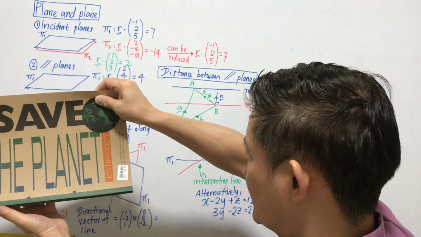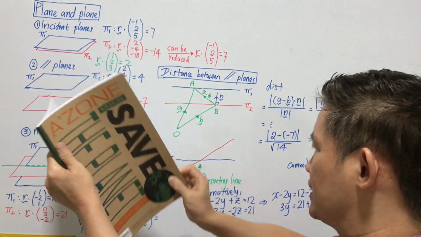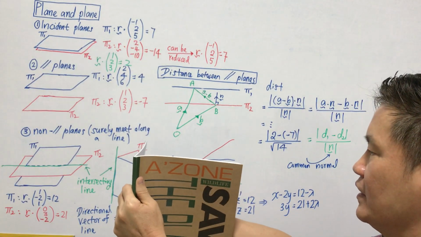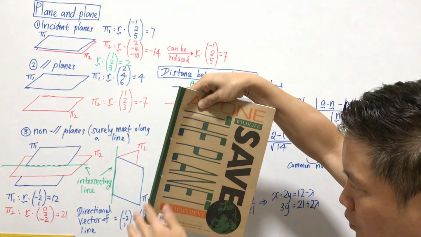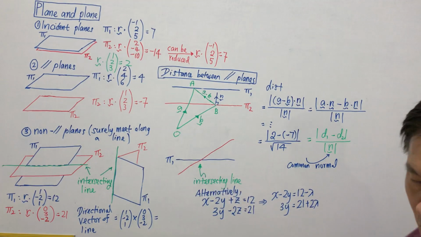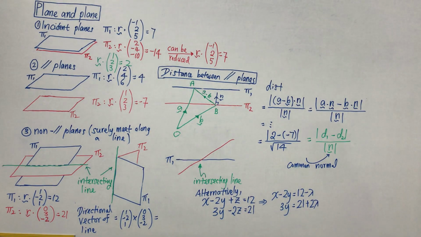I can see them like this, or I can see the two planes like that. You can see, and then this is actually the intersecting line between the two planes. So naturally, we will be interested to find this intersecting line, whether you draw it this way or draw it like this. To find the intersecting line between two planes, there are actually two approaches. I shall discuss the first one, and then later on the second one.